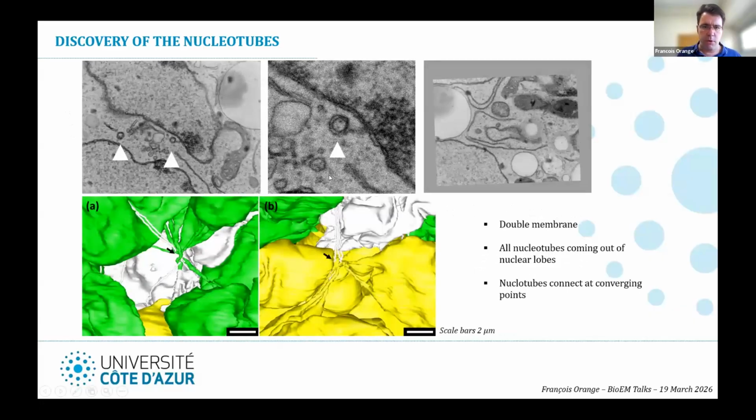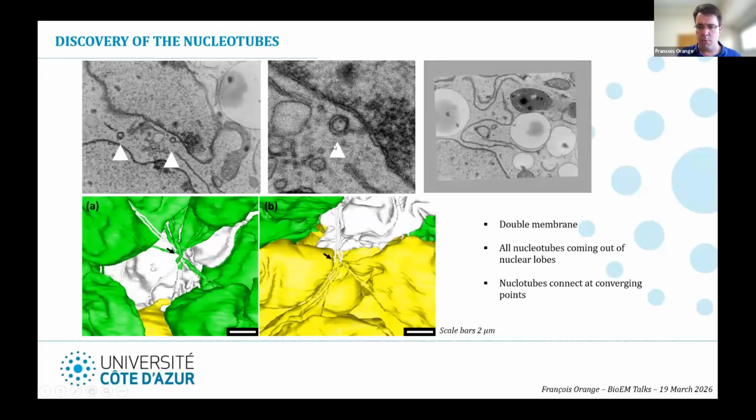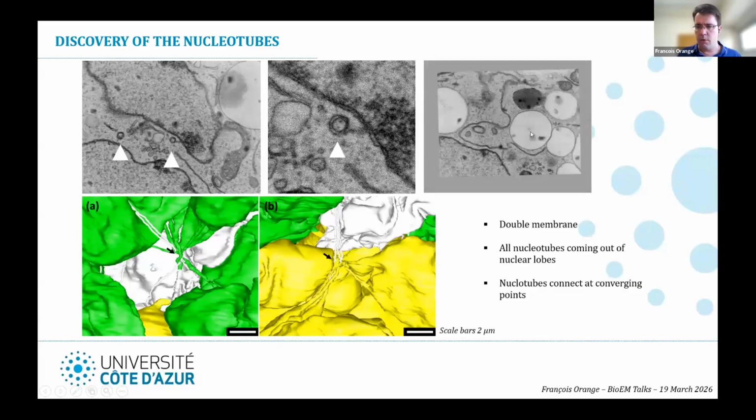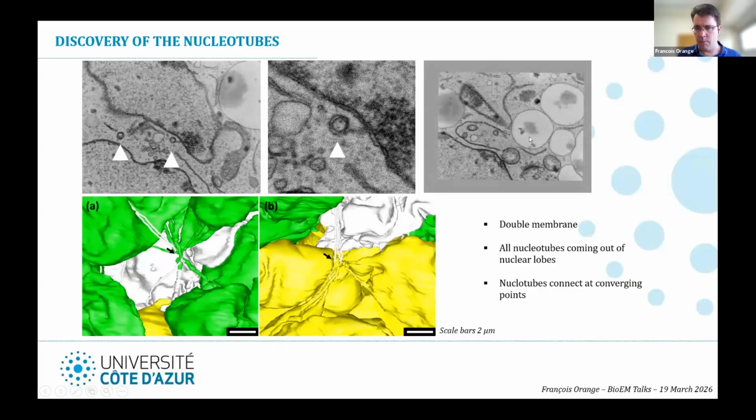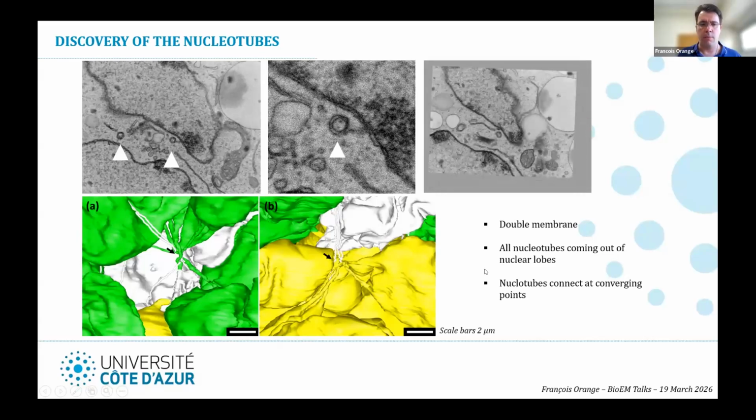So these tubes, we did some higher magnification pictures of them. You can see that you had a double membrane. It was clear that it was coming out of the nuclear lobes. Like on this animation, you can see one coming out of the nuclear lobe here.